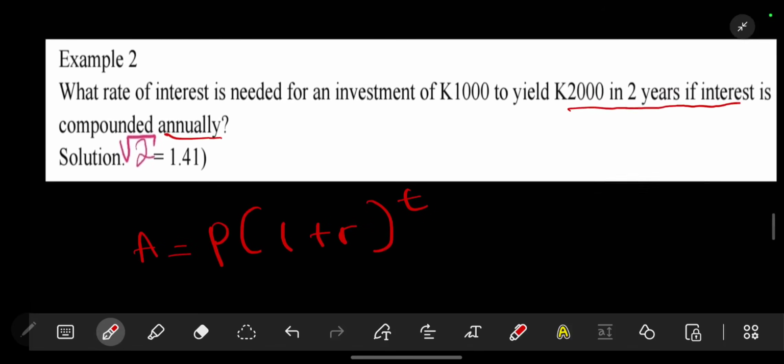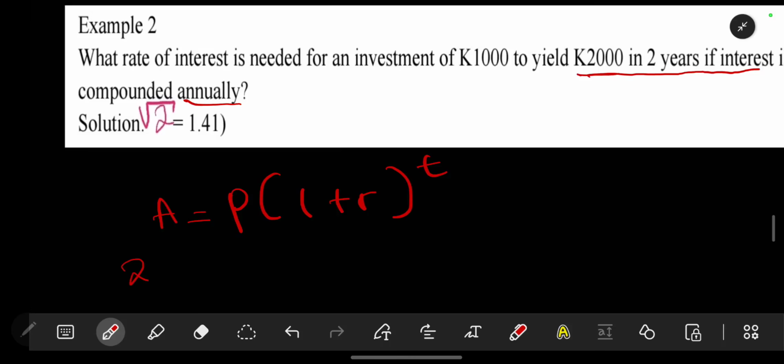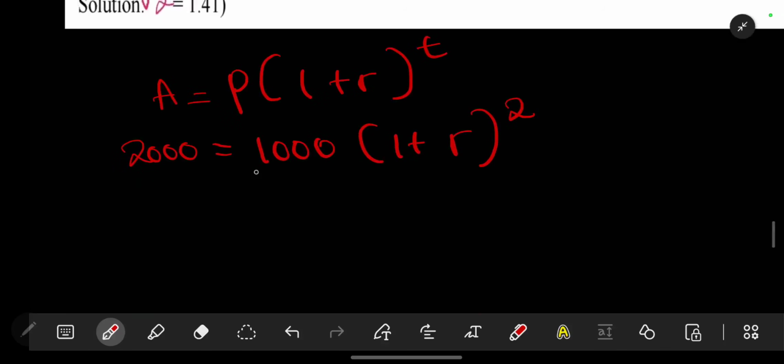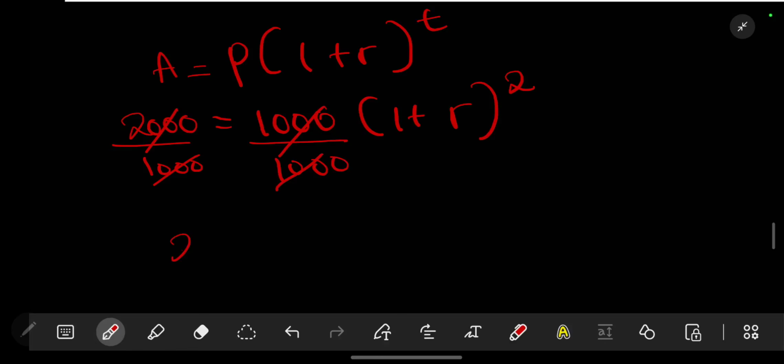So if it is to yield 2000, we are going to say 2000 should be equal to the principal, which is the amount that we have there, 1000, then 1 plus the rate, which we don't know, to the power of our T, which is our 2 years. So divide by 1000, this gives us 2 should be equal to 2000 divided by 1000, is 2, should be equal to 1 plus our R to the power of 2.